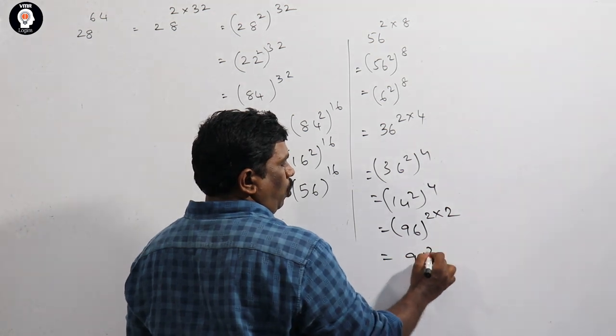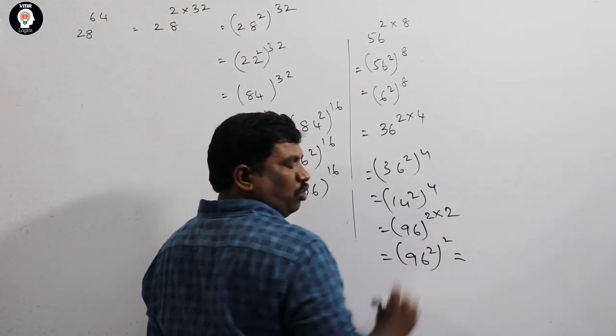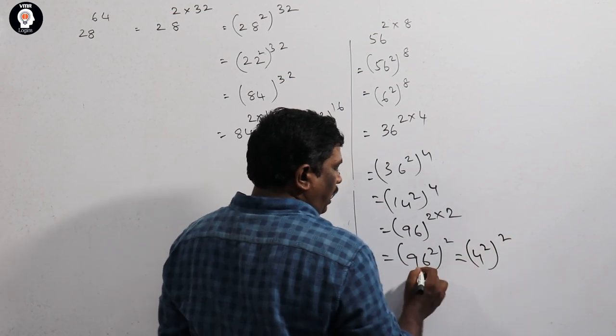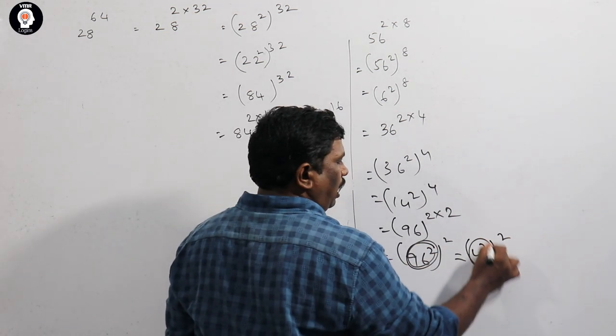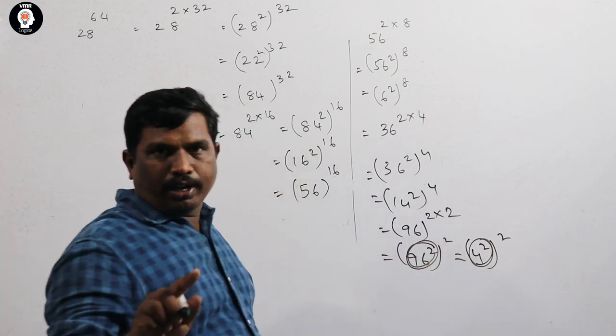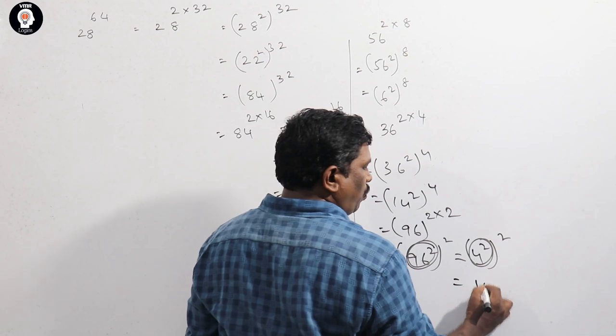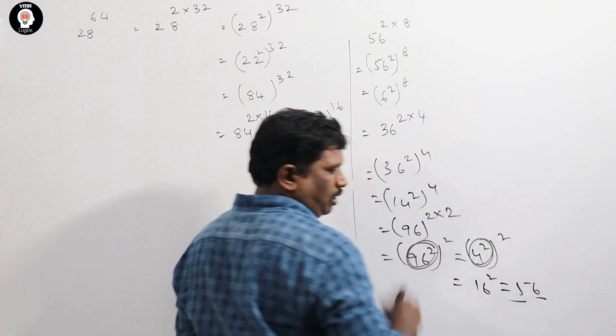So 96 square whole power square. 96 I don't know, 100 minus 96 is 4. 4 square whole power square. Actually 96 square and 4 square have the same last two digits: x square and 100 minus x whole square have the same last two digits. So 4 square means 16 square, 256 last two digits, right?